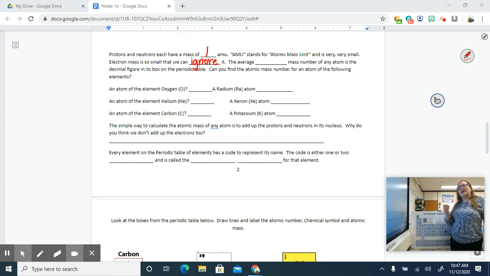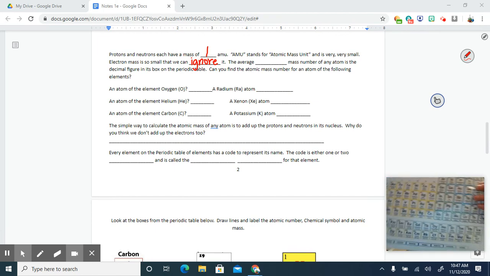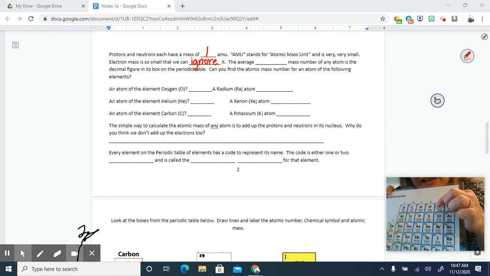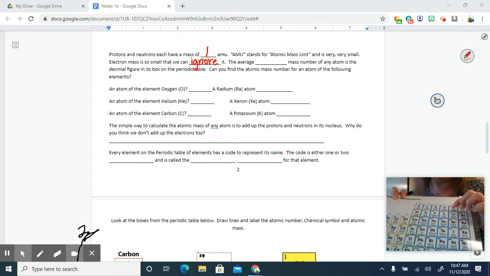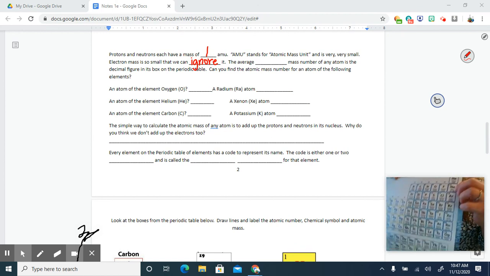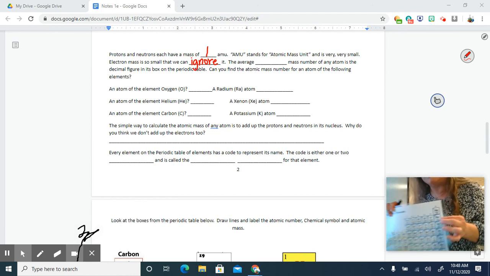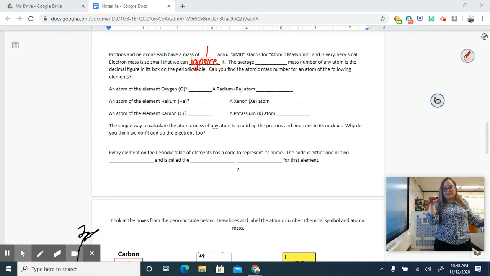So when the protons and the neutrons are in the nucleus, they both have that weight of 1 AMU. So the atomic mass isn't just the number of protons. The atomic mass is the number of protons plus the number of neutrons. So when you're looking at a periodic table, that number is going to be the decimal number. Let's look at neon. Neon's atomic mass is 20.18, because it's the decimal number on the bottom.